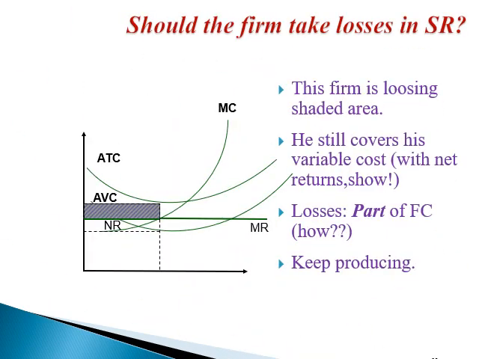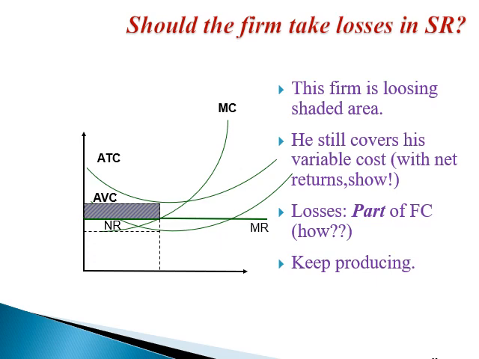Here it says, should the firm take losses in the short run? And this is to answer your question: yes, it should. Because in the short run, as long as the price is above the minimum of average variable cost, even though it is less than the minimum of average total cost, it means that I am covering all of my fixed cost and part of my variable cost. As long as I am covering part of my variable cost, then I should continue producing.